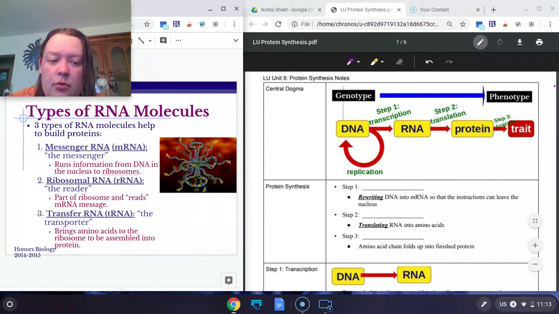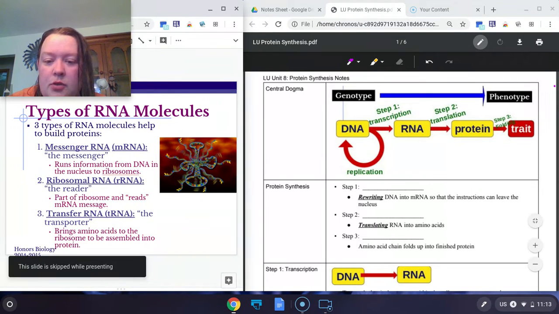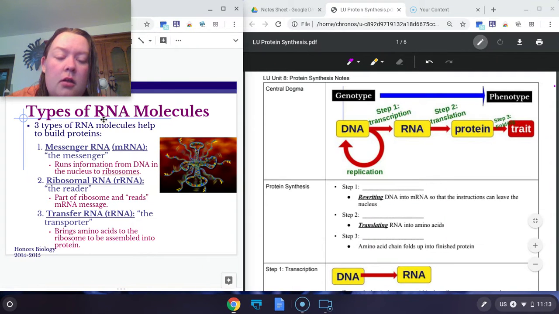So going through the three types of RNA one more time. There are three types that are going to help out. There's the mRNA or messenger RNA, and this is the type of RNA that is going to go from the DNA in the nucleus out to the ribosome, carrying the DNA message. That's why it's called messenger RNA, because it carries DNA's message.